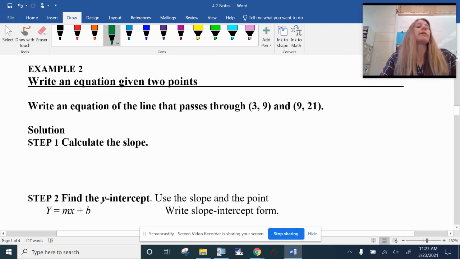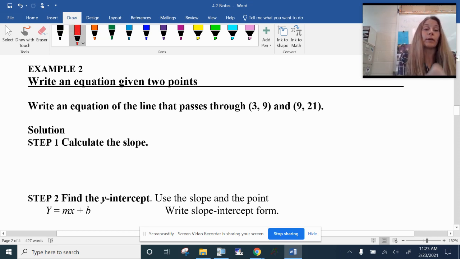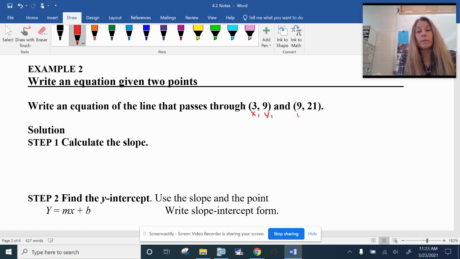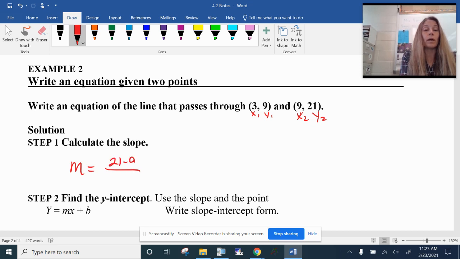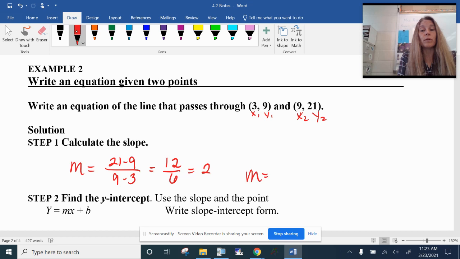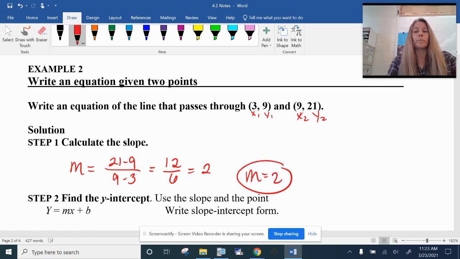Okay, so now in the next example, we're going to still follow those same 3 steps, except this time we're going to have to calculate the slope. So this time the slope's not given to us, so I'm going to have to use the 2 points that are given to me and calculate the slope using that slope formula. So to find my slope, I'm going to do y2 minus y1 over x2 minus x1. This is going to give me 12 over 6, which simplifies to 2. So now I know my slope is 2.